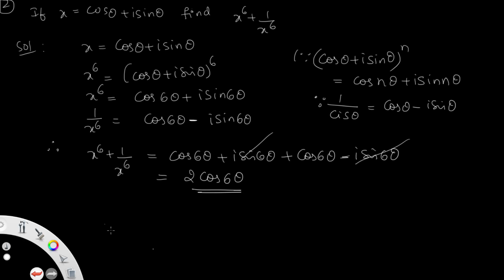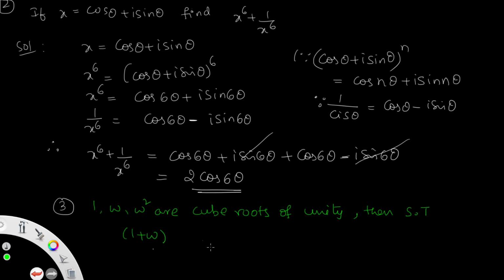Next, go to the third question. Question number 3. If 1, omega, omega square are the cube roots of unity, then show that (1 plus omega) whole cube plus (1 plus omega square) whole cube equal to minus 2. We have to prove that this LHS value becomes minus 2. The condition is that 1, omega, omega square are the cube roots of unity.